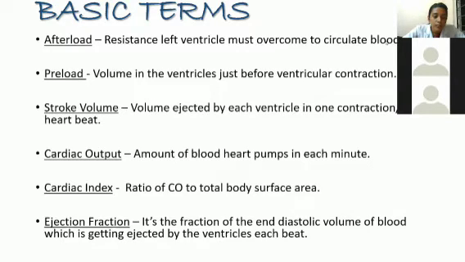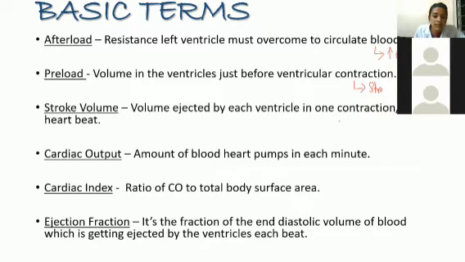Okay, then preload. Preload is the volume in the ventricles just before ventricular contraction. Just before the ventricular contraction, what is the volume of blood present in the ventricles? That is preload. This preload will help us to know about the stretchability, the stretching capacity of the heart. We can assess it with the help of preload.